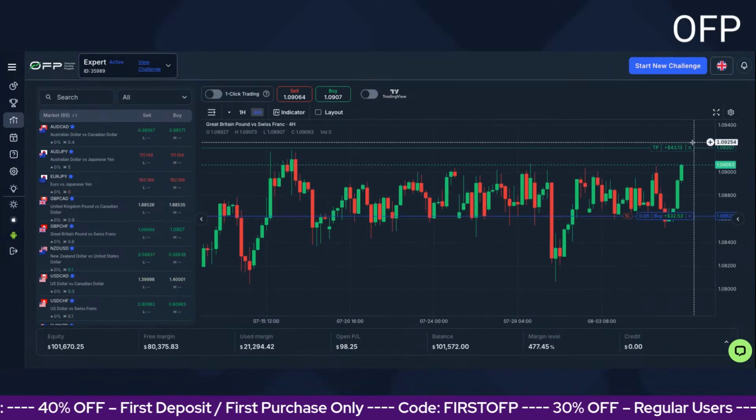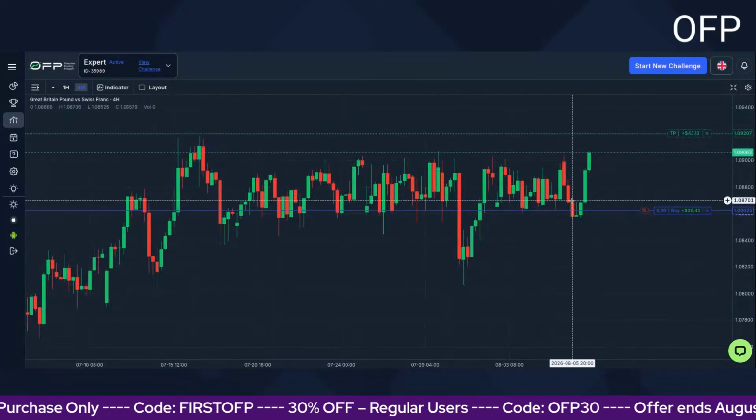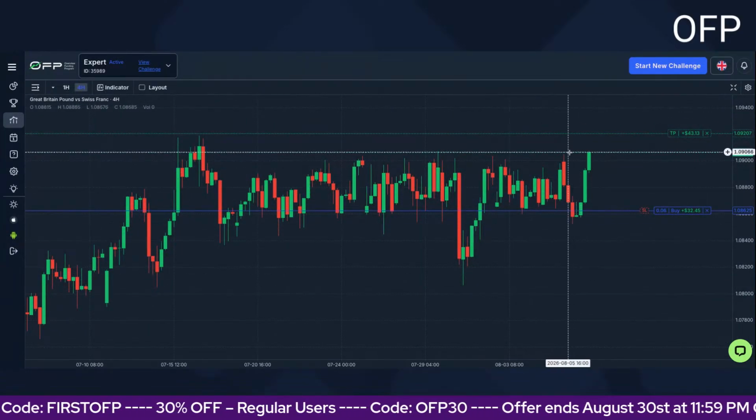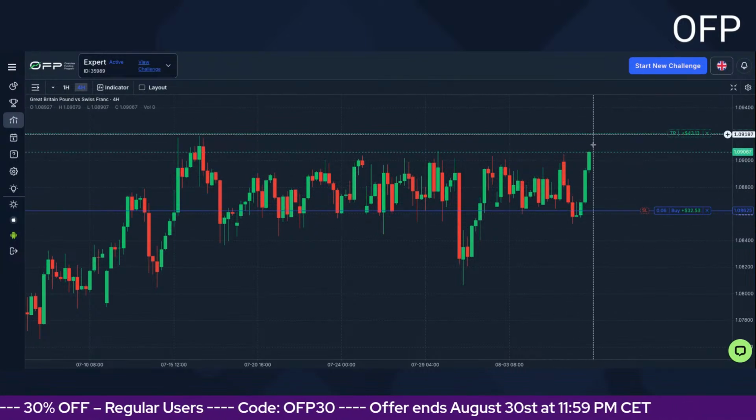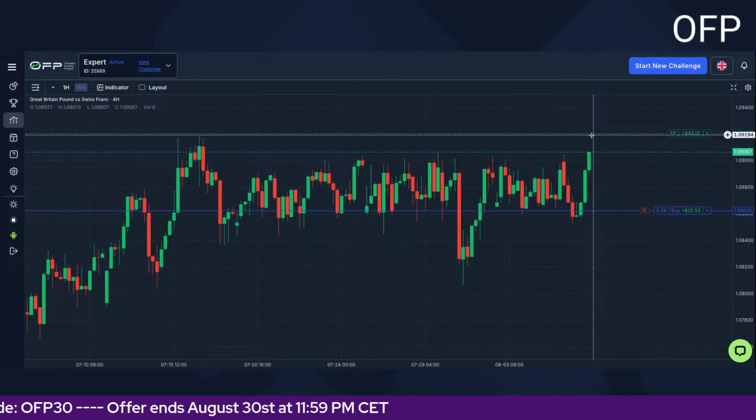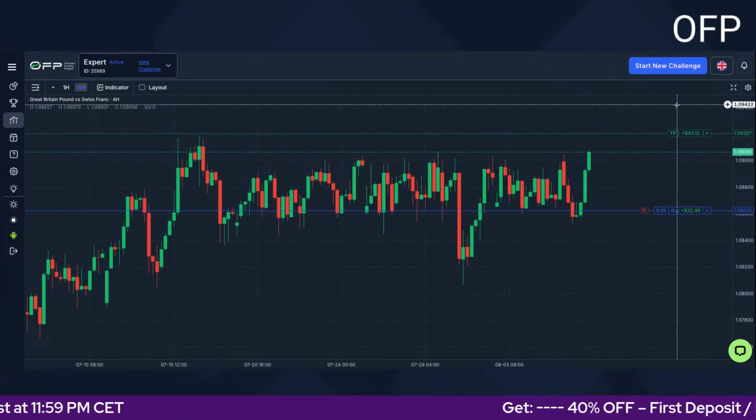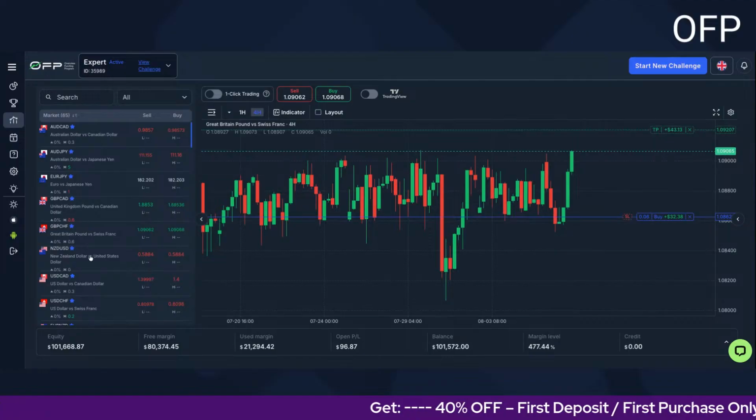Then pound Swissy. Pound Swissy has actually surprised me today. It was looking like it was going to continue dropping, but it seems it has woken up finally. Today was just a great day for pound Swissy, and we're on our jolly way to the upside. So possibly today we might even be hitting take profit. So let's see how that goes.